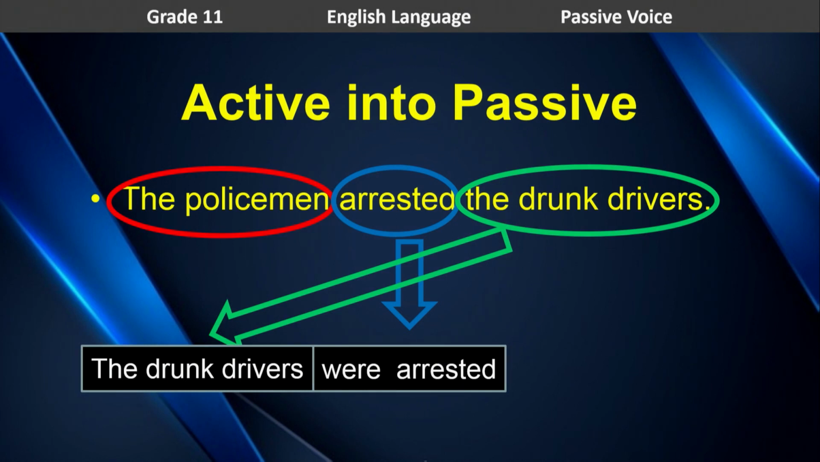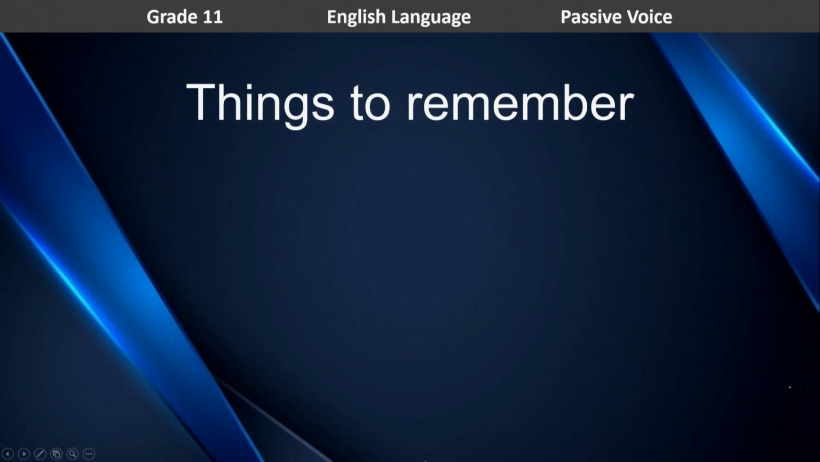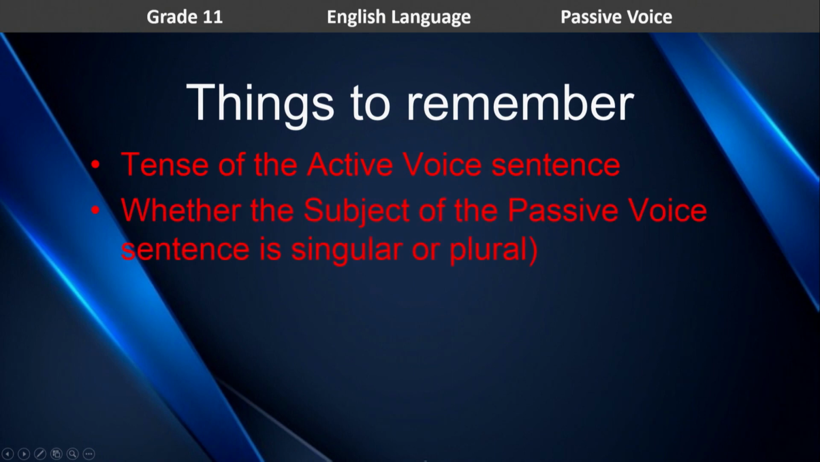Look at this sentence. Arrested. It is in the simple past tense. Children, if the active voice sentence is in the simple past tense, you have to use was and were. Here in this sentence, drunk drivers is a plural noun. So, you better use were. The drunk drivers were arrested by the police. Things to remember here are the same. You have to think of the tense of the active voice sentence, and then you have to pay attention to the fact that the subject of the passive voice sentence is singular or plural.